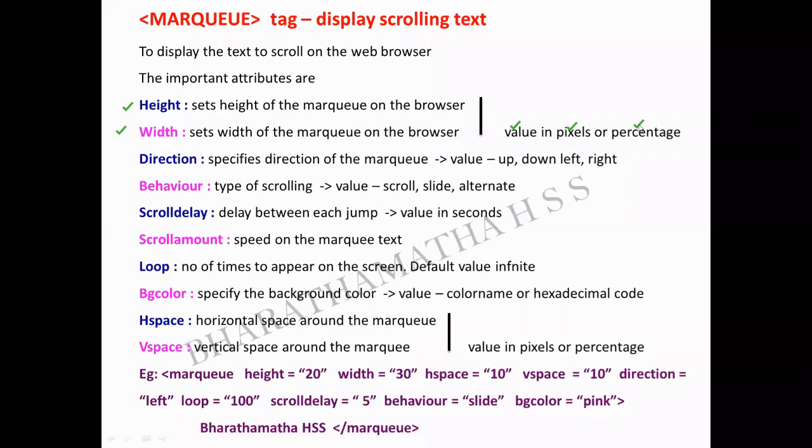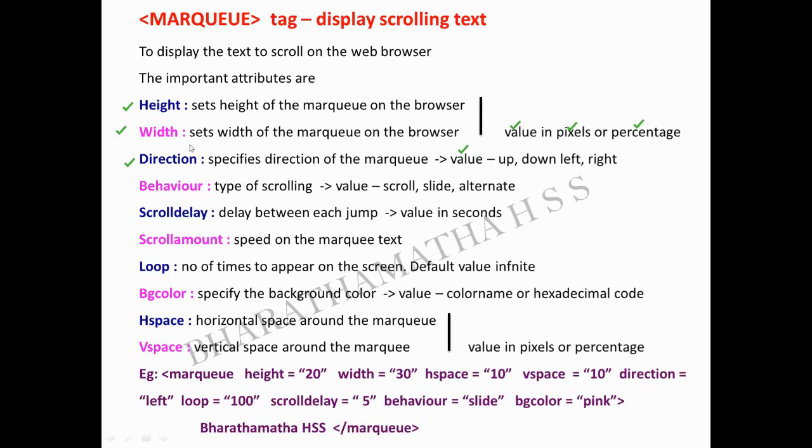Okay. Next, direction. What is the direction it has to scroll? The value will be either up, down, left, right. Whether it has to move from the left or move to the right, whether it has to scroll from the top or from the bottom, like this you can set the direction. Is it clear? In which direction this content has to scroll over the screen, for that you have your direction attribute. So the value is up, down, left or right.